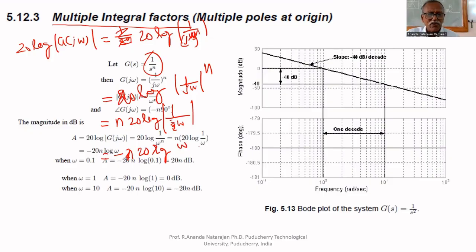Therefore, when omega equals 1, you get 0 dB. When omega equals 0.1, you will get plus n 20 dB, because the log of a fractional number is negative, giving another negative. If omega equals 10, you will get minus n 20 dB. If n equals 2, what will you get? 40, 0, minus 40. For n equals 3, you get 60, 0, minus 60.